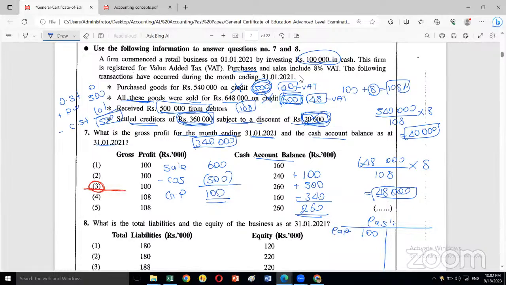And after that, I receive 500,000 from the debtors. When I am receiving 500,000, it is a cash inflow. Cash inflow means I should record it under which side? To the debit side, 500.